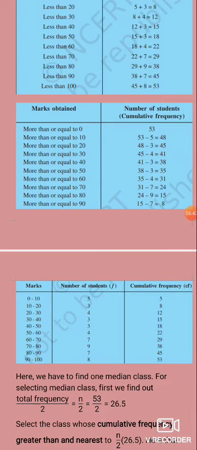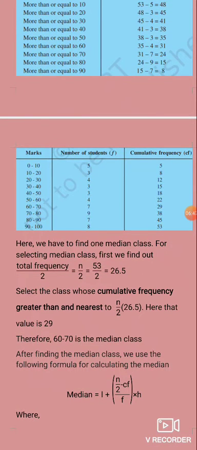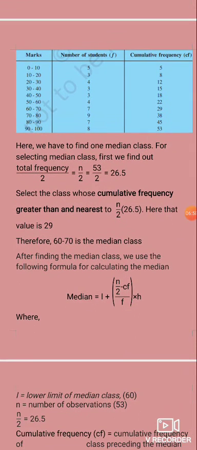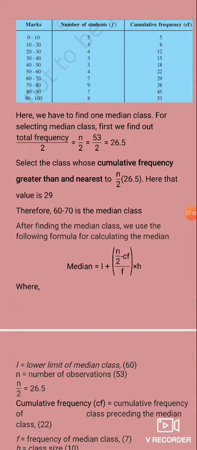And cumulative frequency is 29. Now the equation to find the median. Median is equal to L plus (n by 2 minus Cf) by f into h, where L is the lower limit of the median class. In this case that is 60. Now n is the number of observations, so n is equal to 53. So n by 2 is 26.5. Now Cf, in short, is the cumulative frequency of the class preceding the median class.